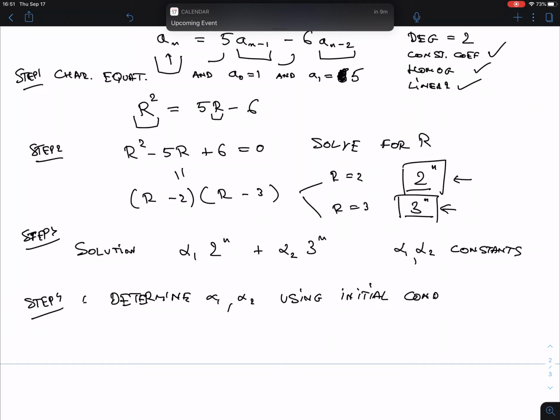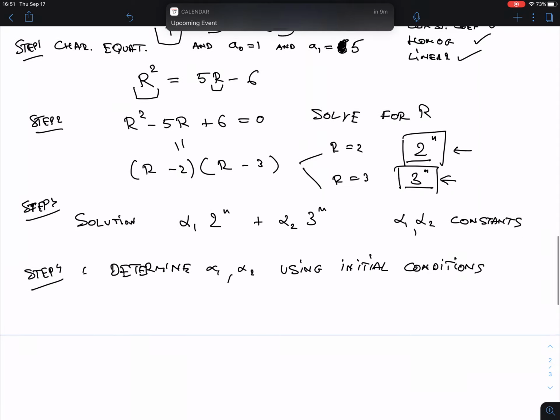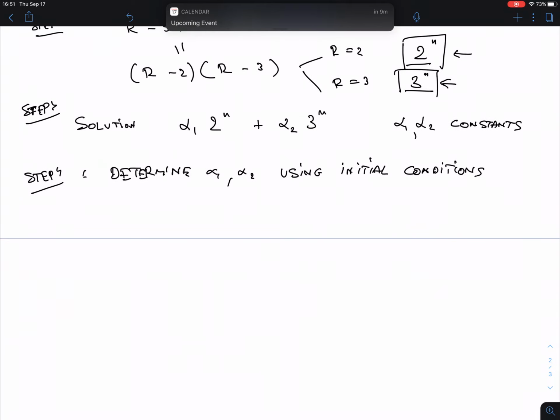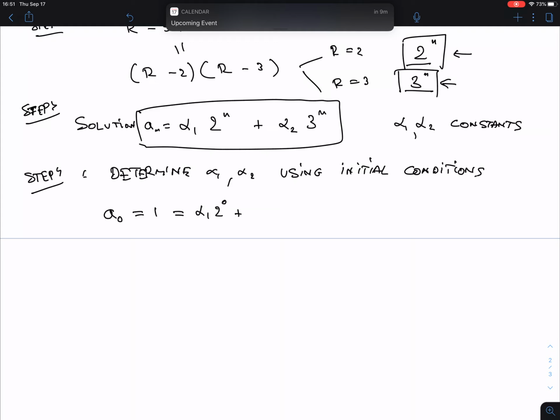We checked and saw that what we found was not the solution, so we have to get it better. Okay, let's do this. What does that mean? a0 is supposed to be 1. So this is the proposed solution, right? I propose that an is of that form. That would be alpha 1 times 2 to the power 0 plus alpha 2 times 3 to the power 0.